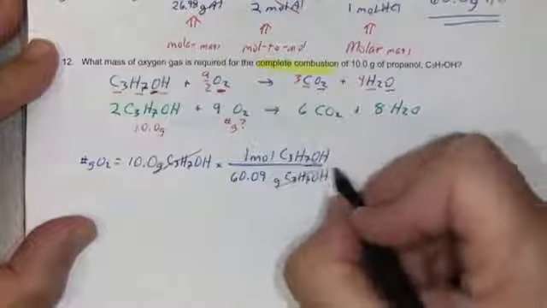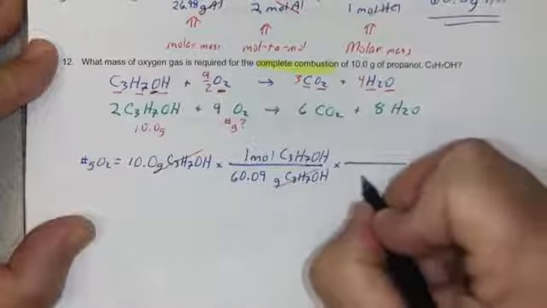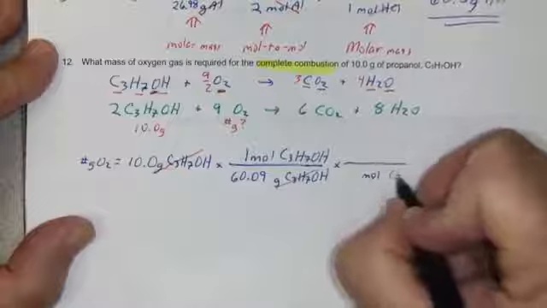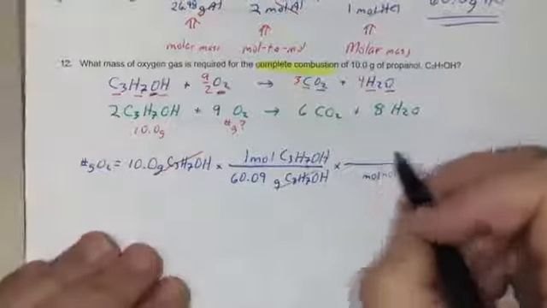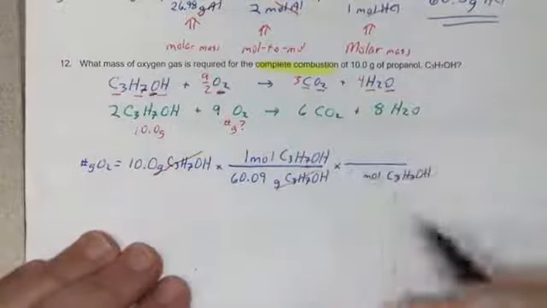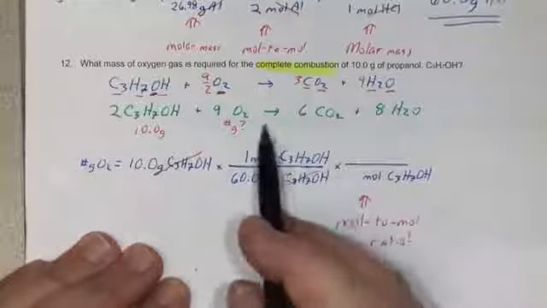But I don't want it in moles of C3H7OH, so I'm going to say times, draw a line, I'll put mole C3H7OH. And what is this step? What is the next step always in every stoichiometry problem? It's the wake up in the middle of the night screaming mole to mole ratio step. This is the most important step. Don't leave it out. And the mole to mole ratio I get from the balanced equation.